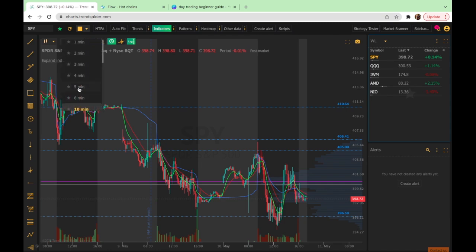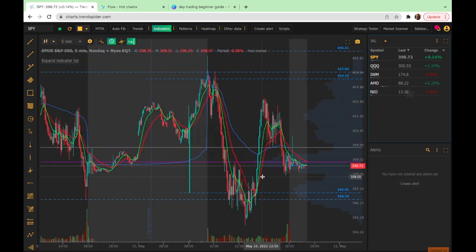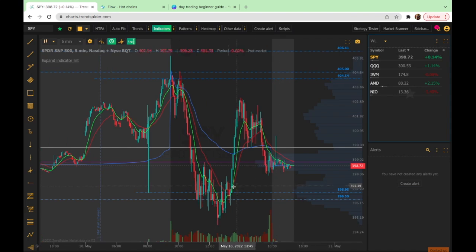Flip back here to the 5-minute, and that's where EMAs come into play, right? In this case, we have a bullish flip here. Once we hold this 396.5 area, the 9 EMA crosses over the 21, and we do have a bullish flip here into the intraday. So it's just something to think about, right? It's not going to be 100%.